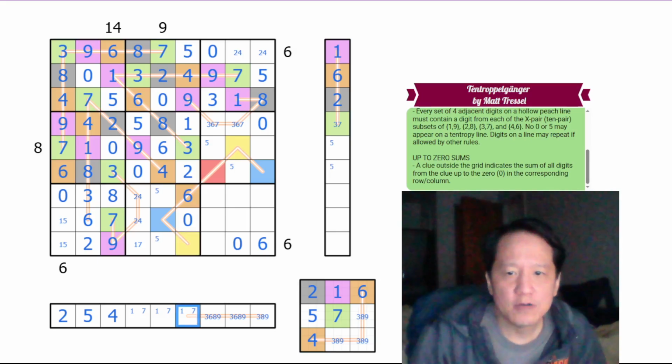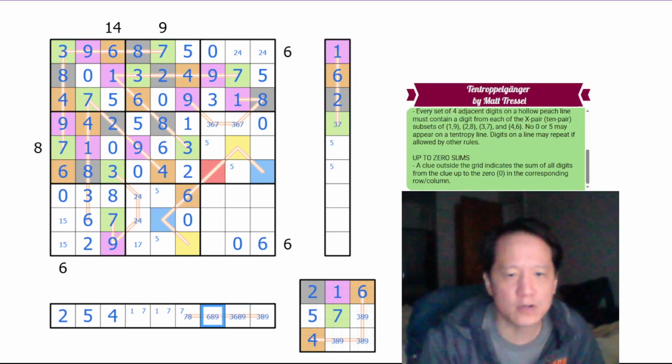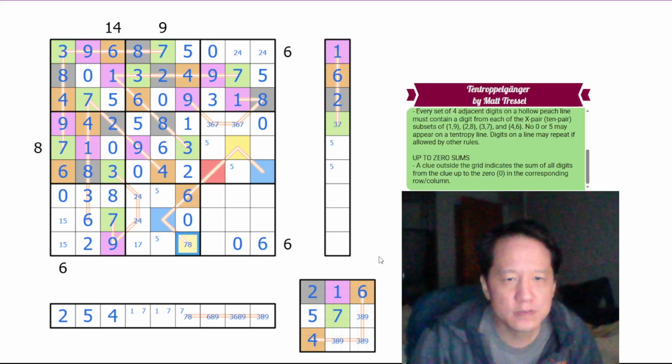We can't be missing a 1 here. So we could be missing 7 or 8 here. But we're guaranteed to be missing a... okay, 3 can't be here. And actually, we're not guaranteed of missing 3. So this is either 7 or 8. It cannot be 7 because we already have greens there.